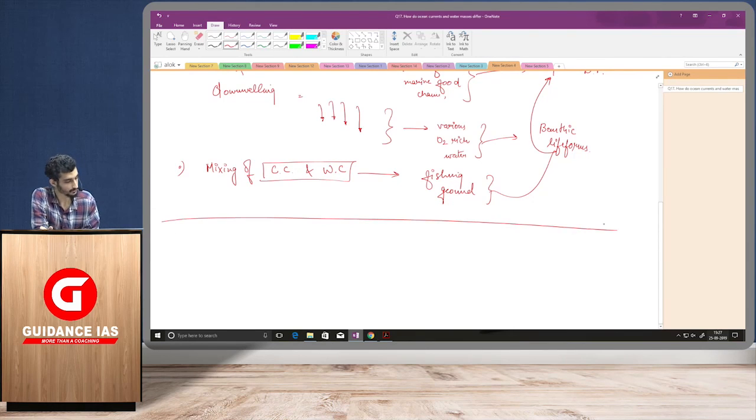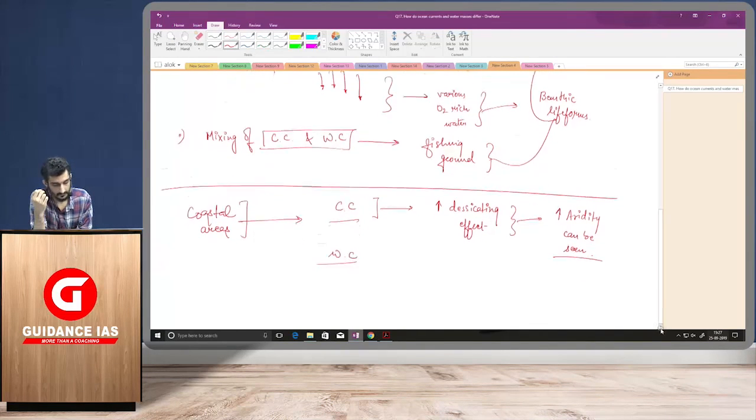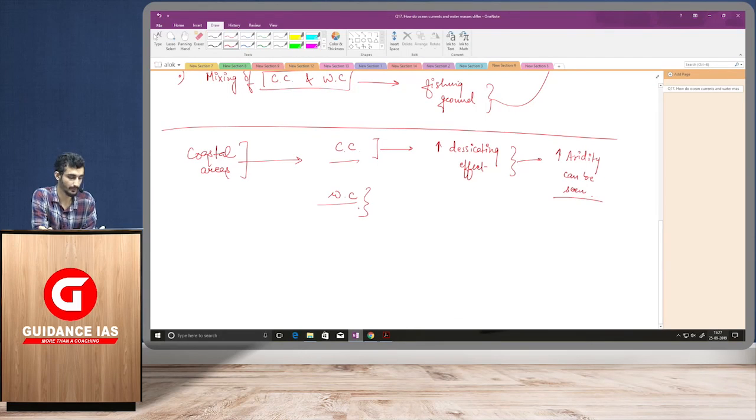So also in impacts on coastal areas, we can see the impact in the form of cold current and in the form of warm current. In the form of cold current, it will lead to increasing desiccating effect, because it will reduce the amount of moisture in the air, as a result of which higher aridity can be seen and leads to formation of deserts in the long run. You can substantiate with examples with each point we are discussing.